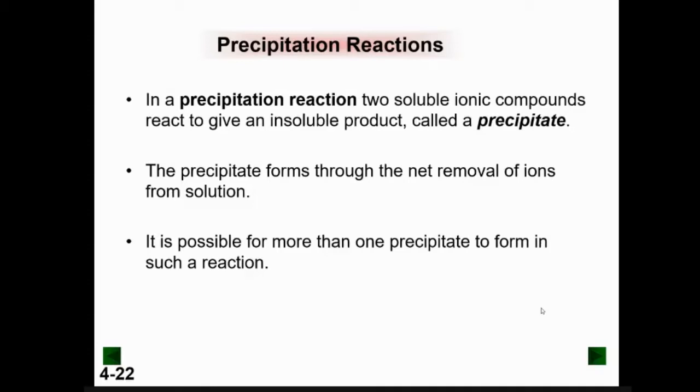Insoluble. So insoluble and soluble we call relative terms, which means some things are really soluble, some things are not so soluble, some things aren't soluble at all. It's all relative to each other. It's a comparison between the two. And it's possible to have more than one precipitate form, but you really don't get it most of the time.